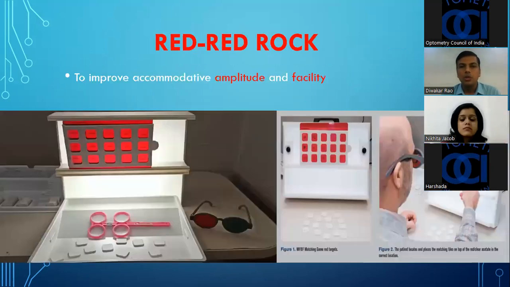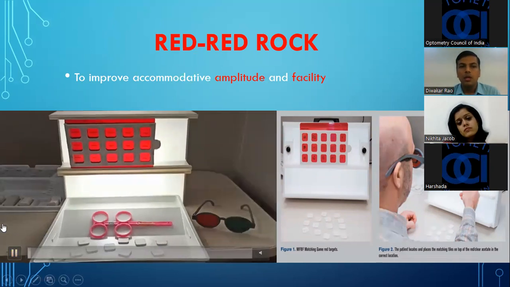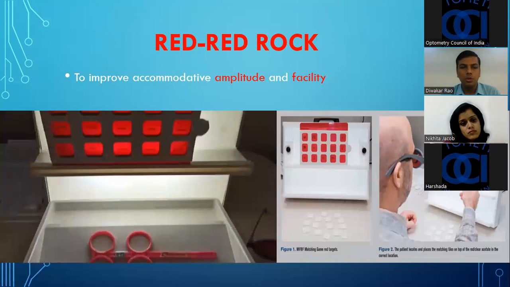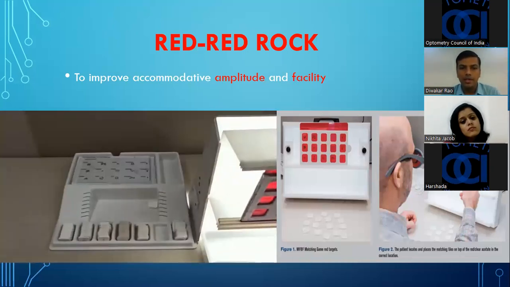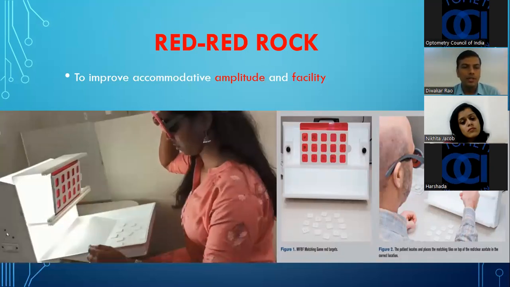Okay. So in this case, we started off with improving the amplitude and facility by giving this red-green rock exercise. How does this work? I'll just explain it to you through a video. So you will have red-green anaglyphs to be used and a flipper to be used. And you have slides which are matched. And the patient is supposed to wear red-green glasses.